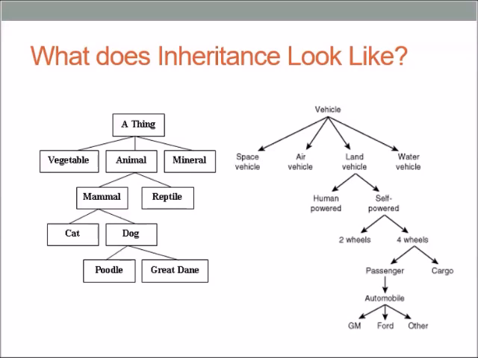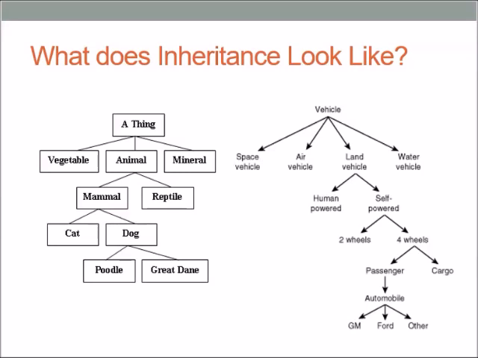So for example, a mammal has all of the qualities that an animal would have, and an animal has all of the qualities that a thing would have. Now, a mammal is going to have more attributes and more specific attributes than, for example, an animal would, but a mammal would inherit everything that an animal also has. So a basic animal would be the parent of a mammal.